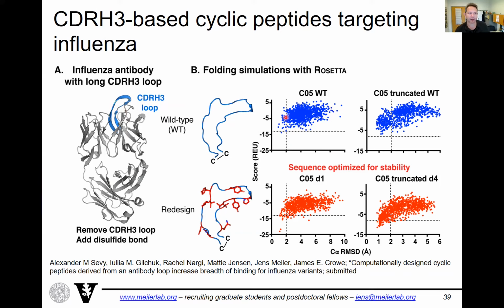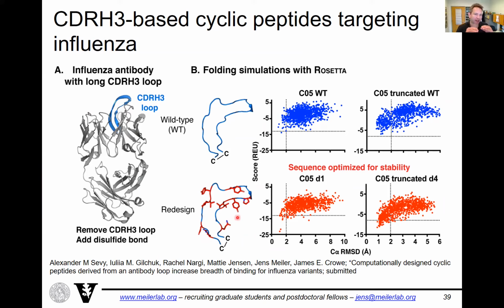And what we see in the blue dots here, these are two different flavors of this peptide. You see that the energy is not particularly low. And you also see that the ones that are close to zero, the ones that are most similar to the conformation we see in the antibody, are not necessarily much better in energy than other ones that are further away. But now we can again run Rosetta design and we can ask which sequence would stabilize that conformation.